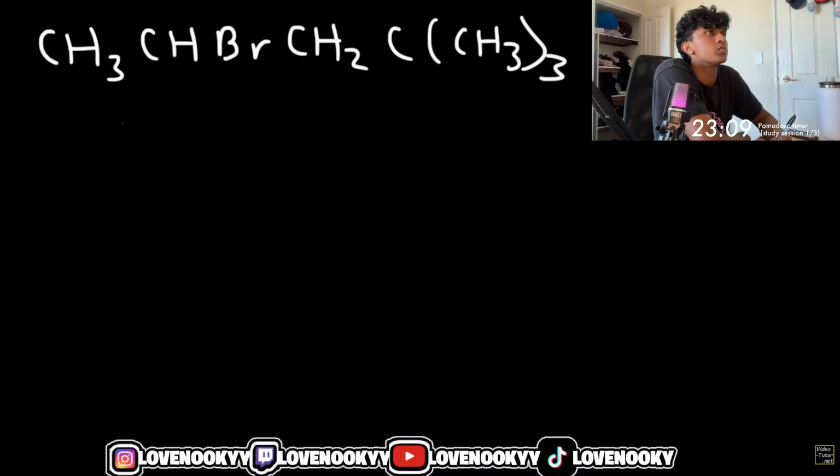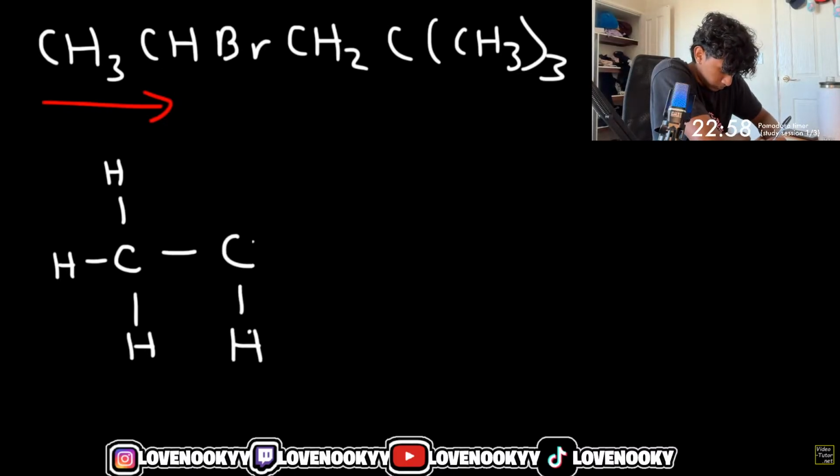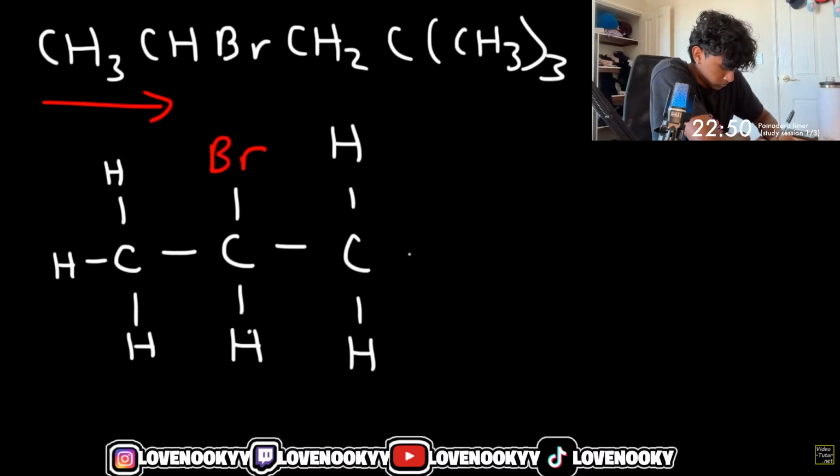So starting with the carbon on the left and working our way towards the right, that carbon has 3 hydrogen atoms attached to it. And then it's attached to a carbon atom, which has a hydrogen, and it has a bromine atom attached to it as well. And then after that, we have a CH2. So that's a carbon with 2 hydrogens, and that's attached to another carbon, and that carbon has 3 methyl groups.